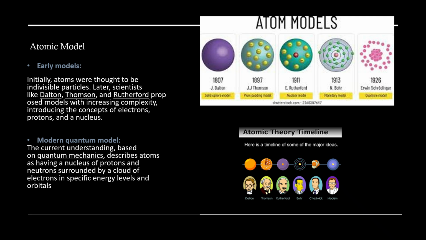And so our modern model of atoms is our quantum model based on quantum mechanics, and that is what you guys are going to be familiar with: atoms having a nucleus of protons and neutrons, surrounded by a cloud of electrons that have a specific level of energy, and those stay within orbits. All of that changed between the 1800s and the 1900s. So again, new evidence, new technologies allowing our model to change.